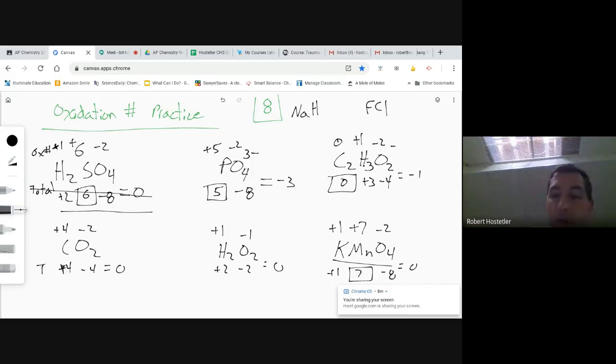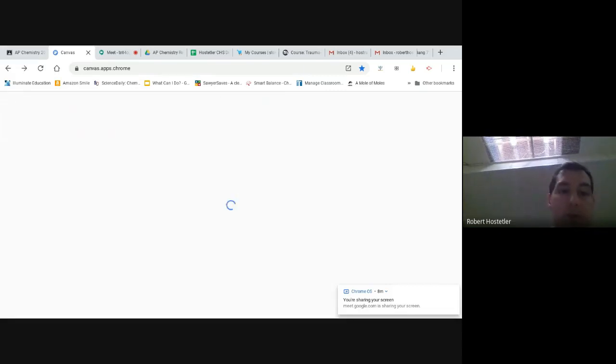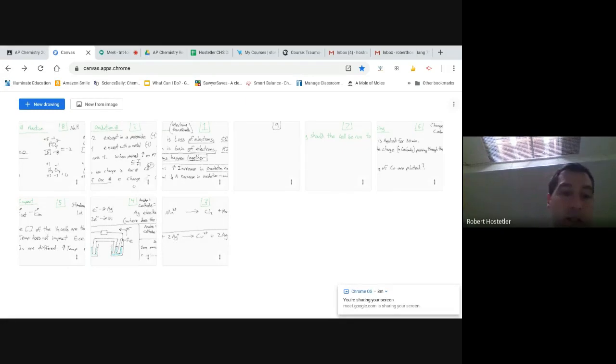So that's the idea with assigning oxidation number. Either do a quick refresher on those or just make sure you have that rule sheet handy. I would actually probably do both. Do a refresher and have the rule sheet handy.